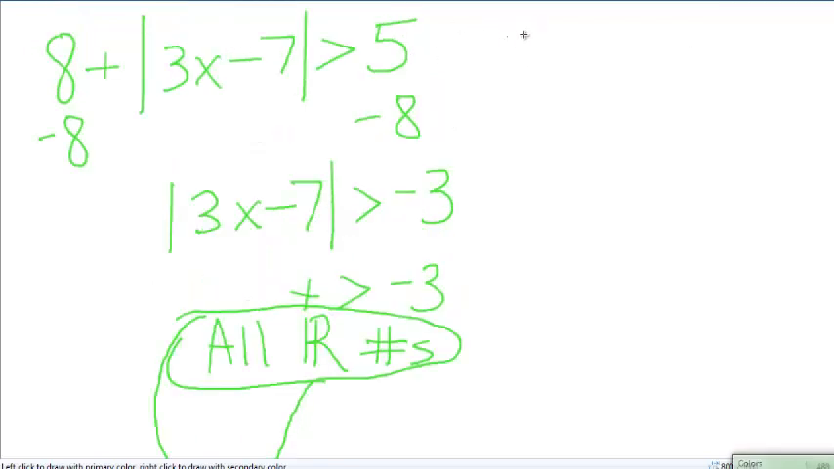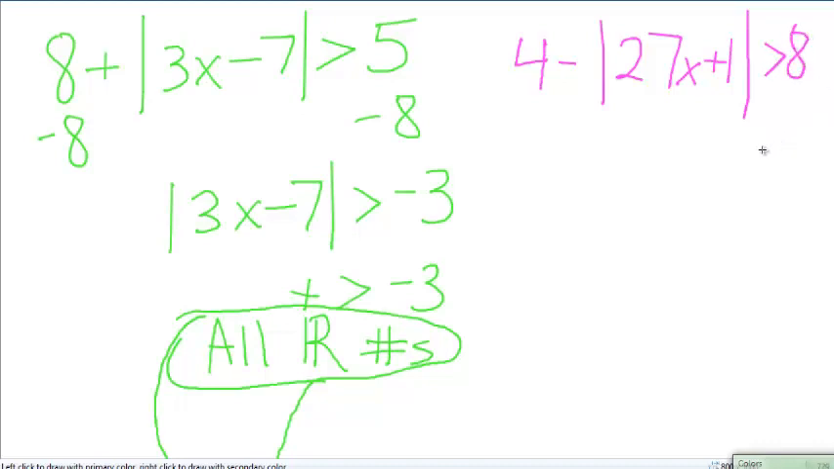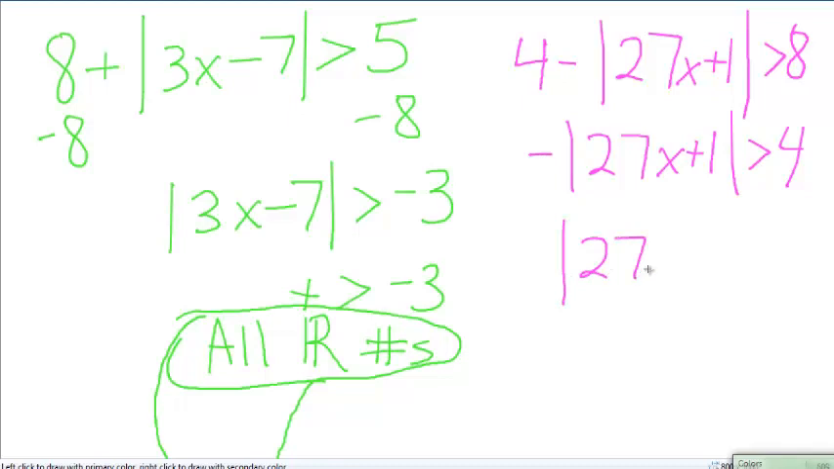This time we've got 4 minus the absolute value of 27x plus 1 is greater than 8. So we subtract 4 from both sides, we get negative the absolute value of 27x plus 1 is greater than 4. Got to get rid of this negative, so we divide by a negative and we get the absolute value of 27x plus 1 is less than negative 4.